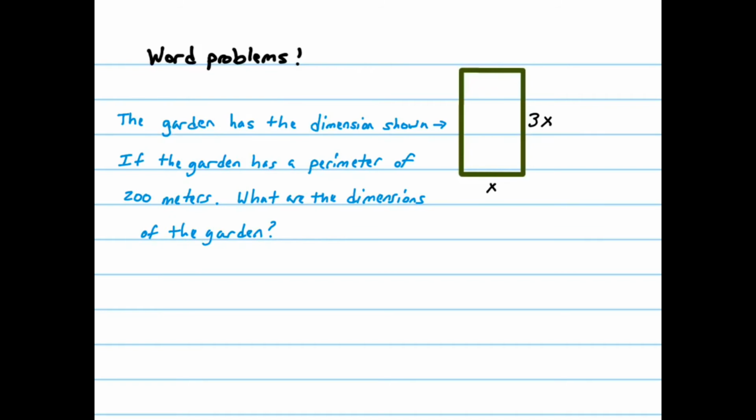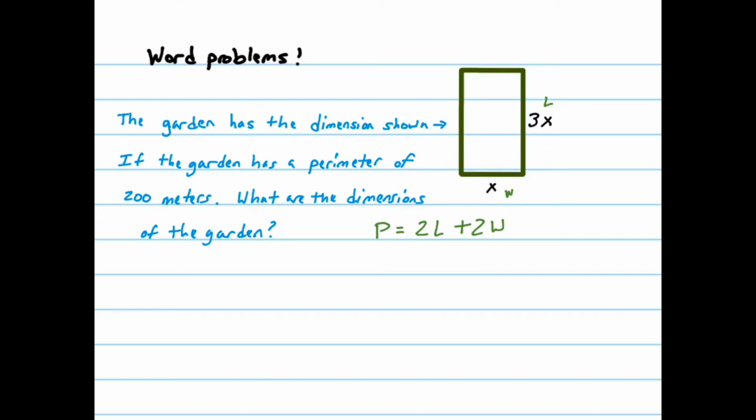Here we're dealing with a word problem, everyone's favorite. It says the garden has the dimensions shown. If the garden has a perimeter of 200 meters, what are the dimensions of the garden? First thing we need to remember is that to find the perimeter of a rectangle, perimeter equals either length plus width, or you can do 2 lengths plus 2 widths. In this case, we'll go x is the width, 3x is the length.